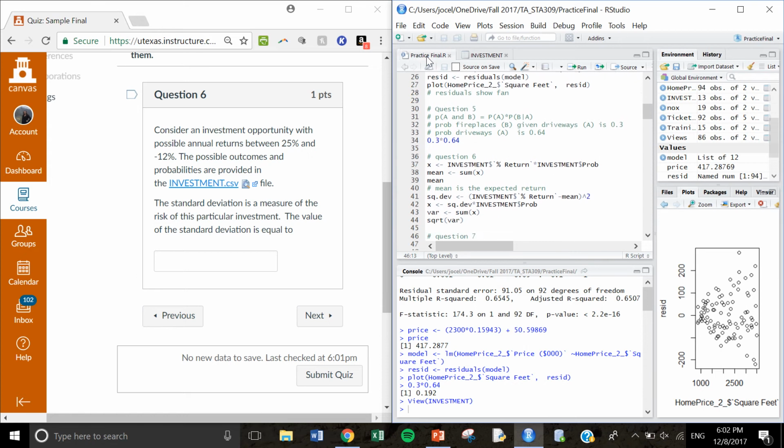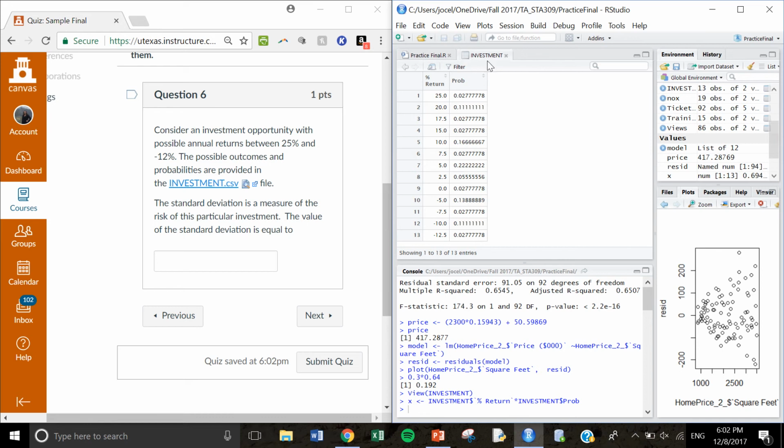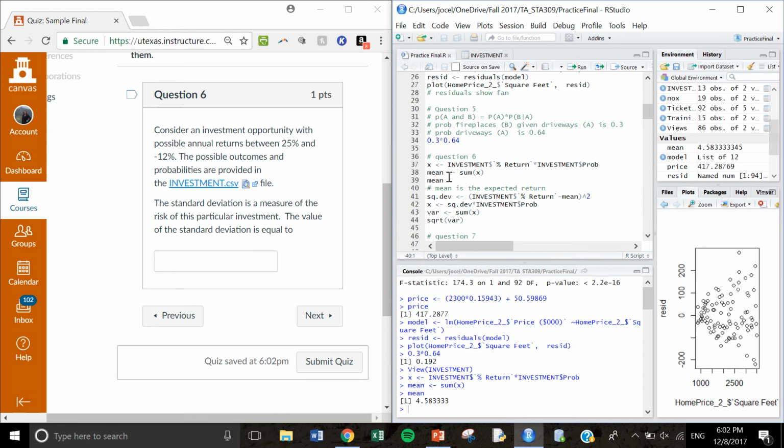And this is code that you'll probably also write on your cheat sheet, just to know. So in order to find the expected value, we do the percent returns times the probability. And what that did was just make kind of like a new column with all of the returns times all of the probabilities in a new column. And then I sum up all of those, and the expected return is 4.58%.